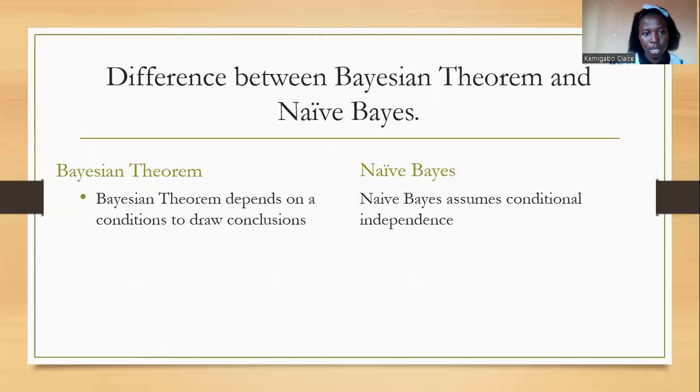The differences between Bayes' theorem and naive Bayes: there is a great similarity because they all use conditions, like depending on something. But naive Bayes simply assumes conditional independence. It assumes that all the conditions are correct, though sometimes when you prove them they may be wrong. Whereas Bayes' theorem depends on conditions to draw conclusions. Like I told you, this thing has to happen in order for this one to occur.